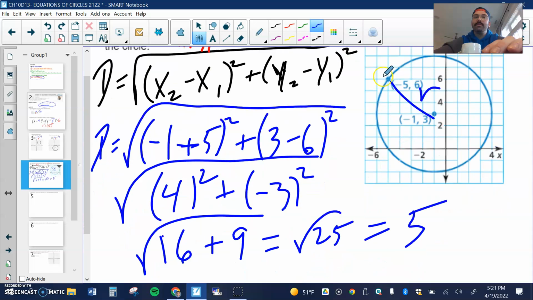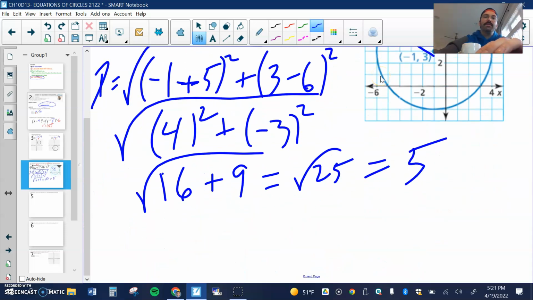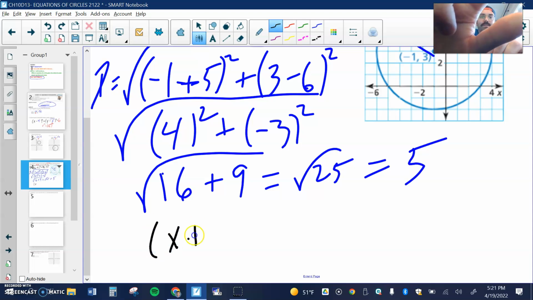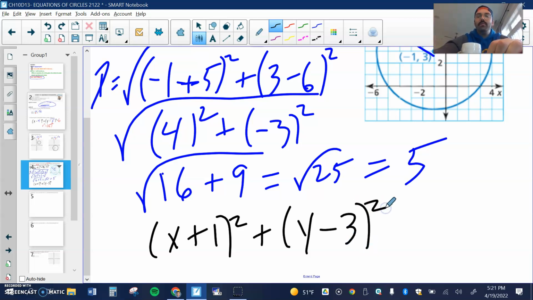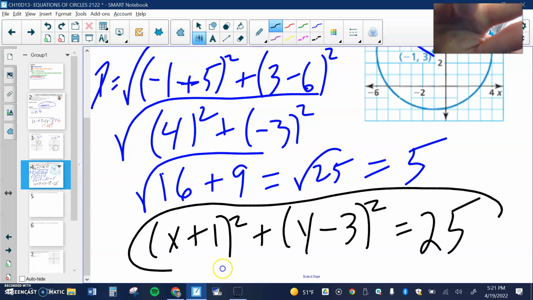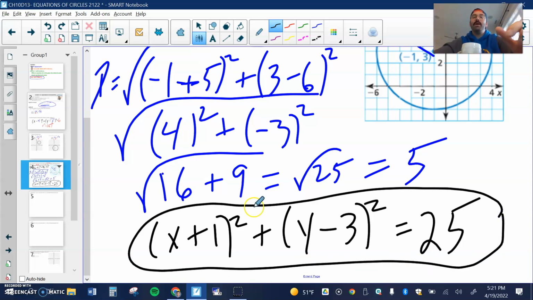All right, so let's write the standard form of the equation of this circle. Our center was (-1, 3), so it's x opposite, plus 1 squared. Opposite of negative 1 is positive 1. And now we're just doing what we know. If r is 5, r squared is 25. That would be our answer. Boom.